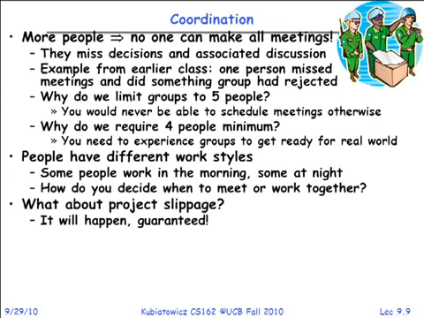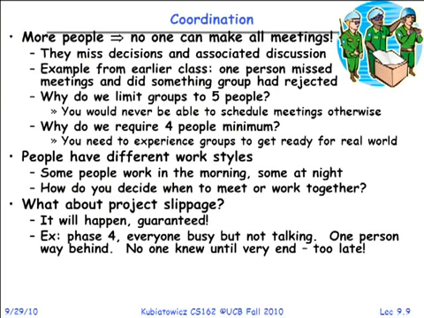What about project slippage? Okay, it's going to happen. You're going to think we're going to get something done tomorrow, and it turns out it's not ready yet. Then what? Like phase 4, everybody busy not talking, one person way behind, nobody knew till the very end. Too late. What's the answer to this? Other than killing everybody in your group. What? Start earlier, and what else?